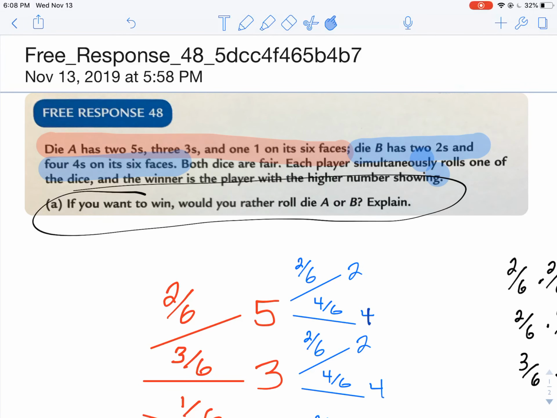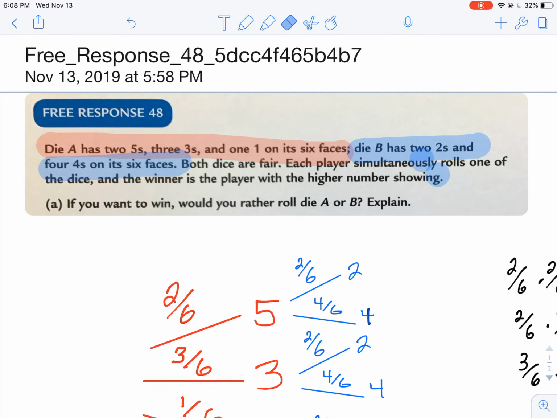Alright, I'm going to go over Barron Free Response question 48 here. We started talking about it a little bit in class, or I gave you the opportunity to start in class, and I wanted to have the opportunity to share the solution with you, because I have a few questions. You'll notice that I highlight the important things I need to know here.